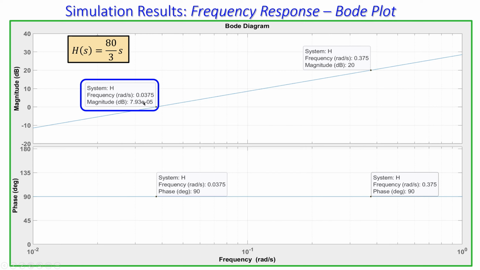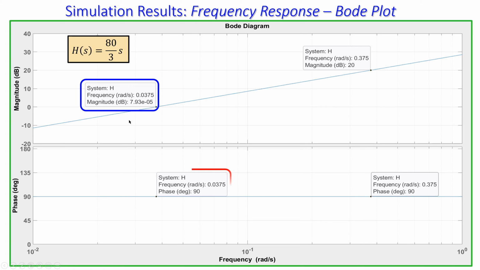We already discussed in the previous example that this frequency is also called the unity gain frequency. Why? Because the magnitude here is approximately 0 dB. Of course, this must be exactly 0 dB, and 0 dB means in scalar form 1. That means you have an amplification or a gain of 1, that is unity gain, and that means at that frequency, 0.0375 radians per second, you have a gain of 1 or 0 dB.